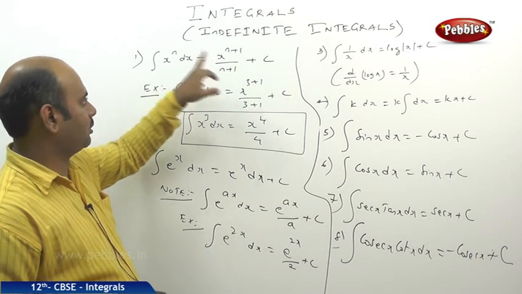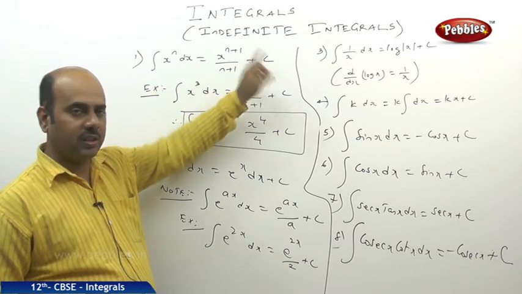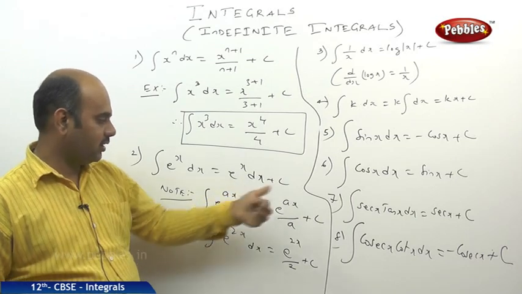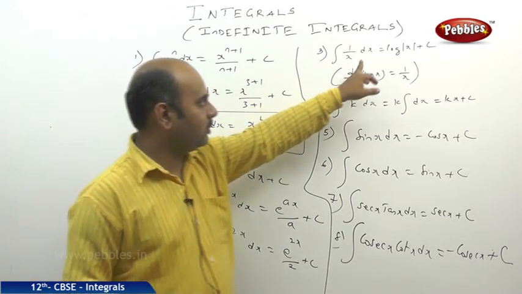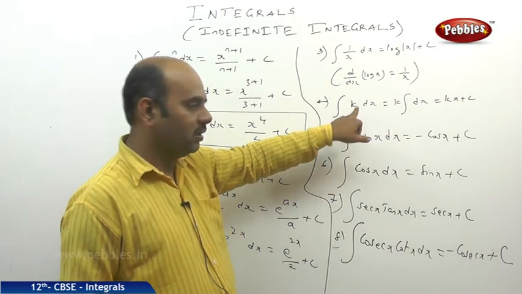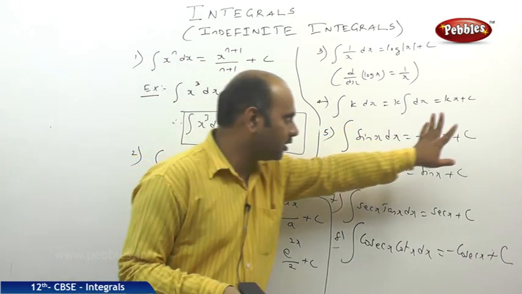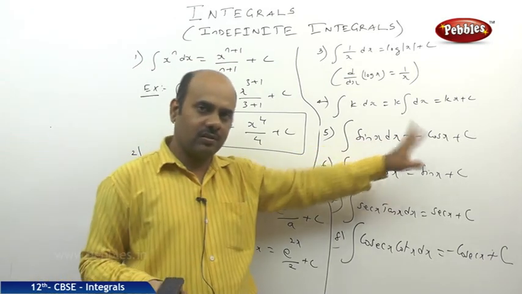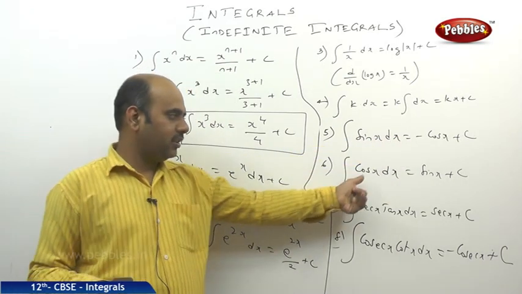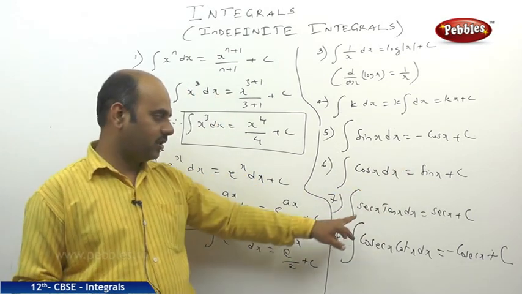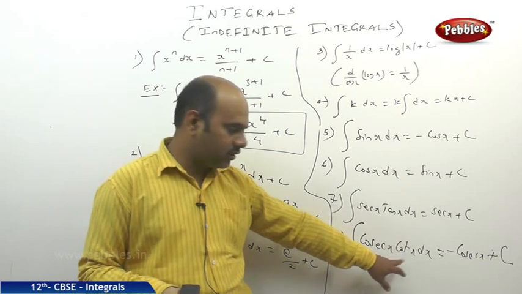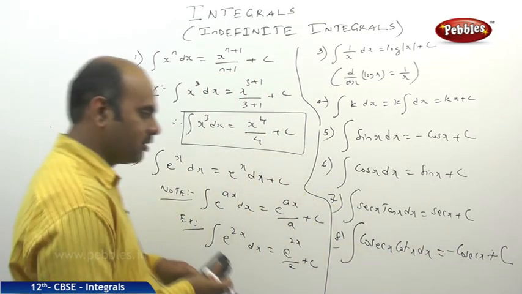The very first one is integral of x power n dx is equal to x power n plus 1 by n plus 1 plus c, and integral of e power x dx is equal to e power x plus c, and integral of 1 by x dx is log mod x plus c, and the integral of k into dx is nothing but kx plus c, and integral of sin x dx is minus cos x plus c, and integral of cos x is equal to sin x plus c, integral of secant x tan x is equal to secant x plus c, integral of cosecant x cot x is minus cosecant x plus c.